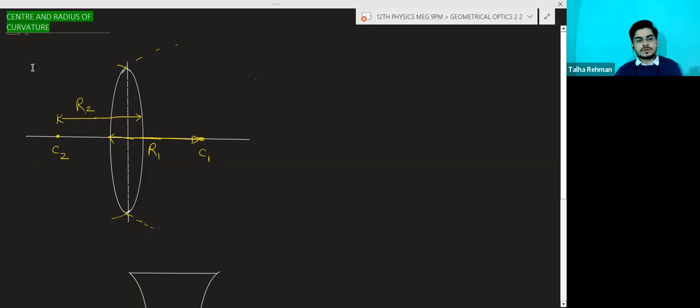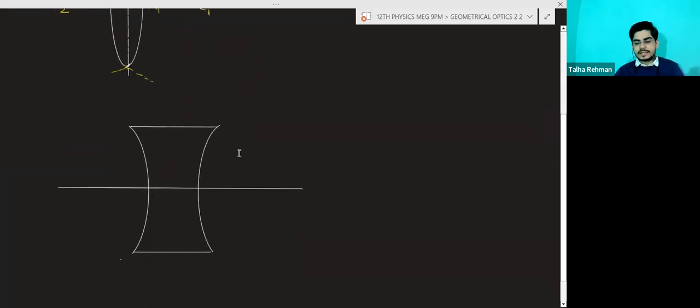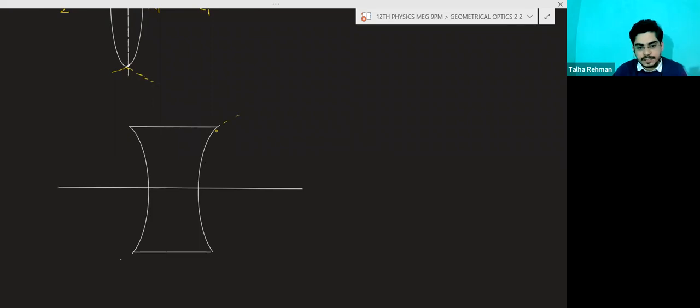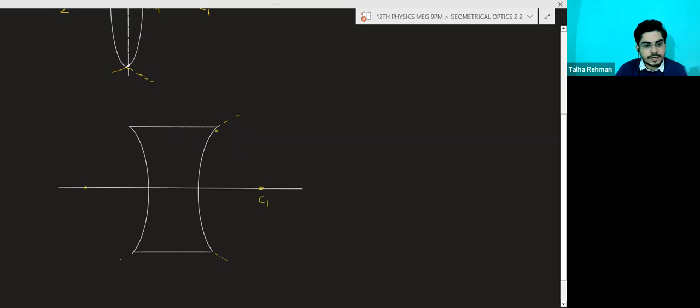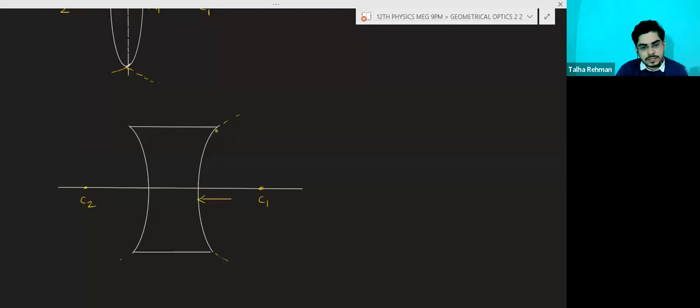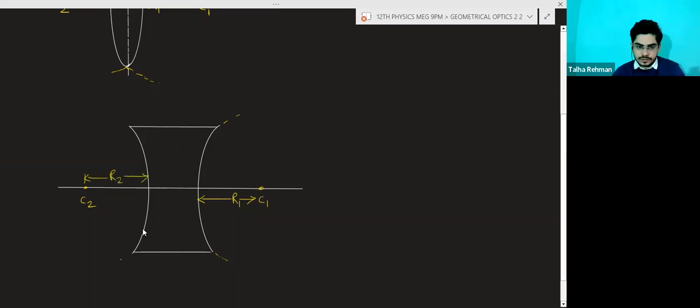Now you can see in case of the lens, there are two centers of curvature and two radii of curvature. Here also, for this spherical surface, when you complete the sphere like this, you will get the center here and another center here. This will be the radius of curvature R1 and this will be the radius of curvature R2 for this surface.